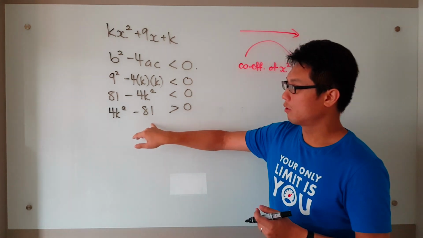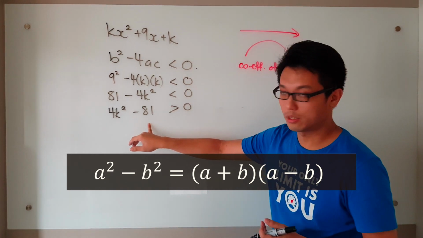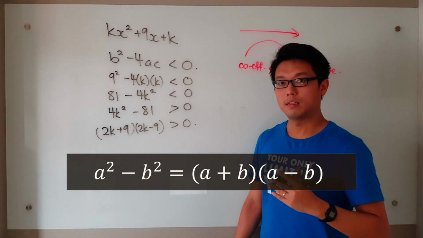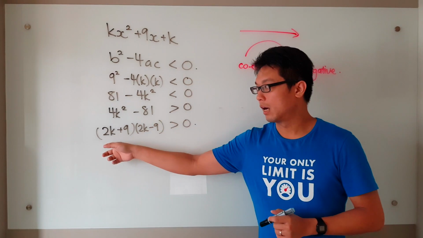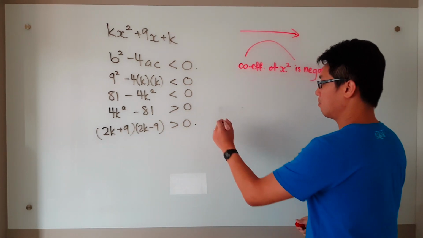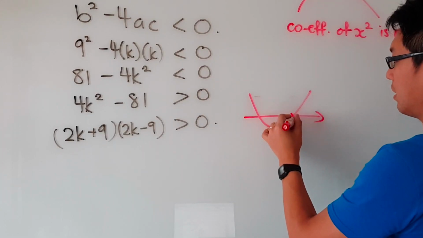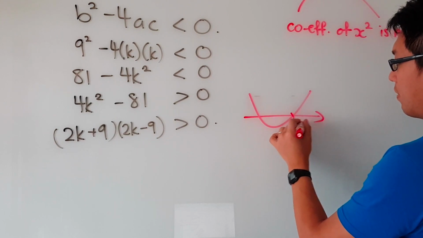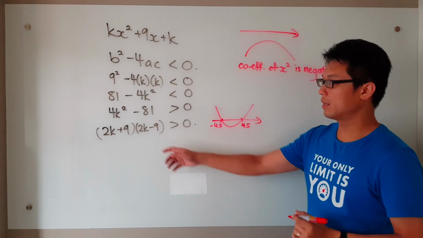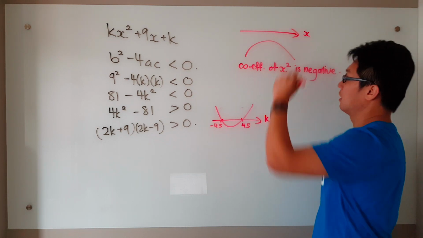From here, we can factorize this because it's the a squared minus b squared type of expression. Same old thing that we always have. We can do a quick sketch of this graph. Now, a quick sketch of this graph would be like this. 2k plus 9, which means that it's either 4.5 or negative 4.5. Okay, we want this to be greater than 0. Oh wait, let's just put the k here, let's just put the x here.